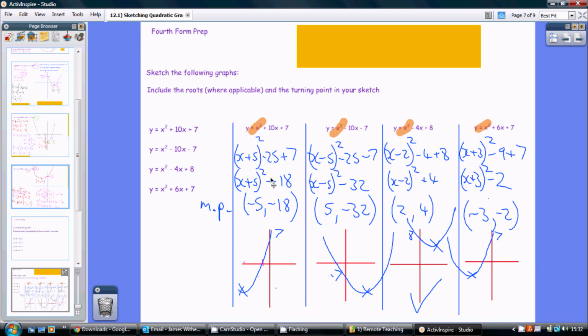So, with the first one, the minimum point was at (-5, -18), crossing the y-axis at 7. The second one, minimum point at (5, -32), crossing the y-axis at -7. Third one, minimum point (?, 24), crossing the y-axis at 8, and then finally minimum point at (-3, -2), crossing the y-axis at 7. So I hope you took on board what I said. I didn't want you to find the roots.